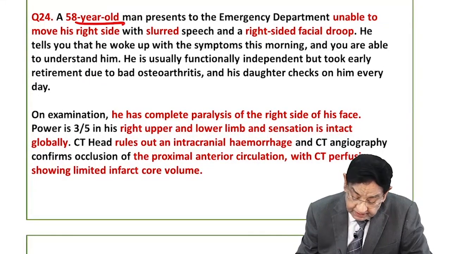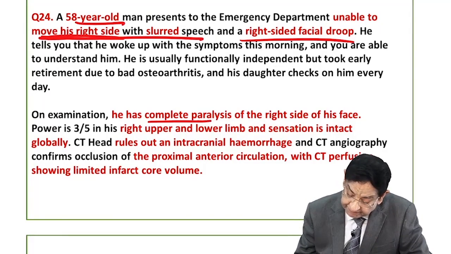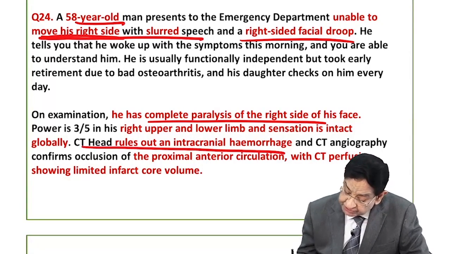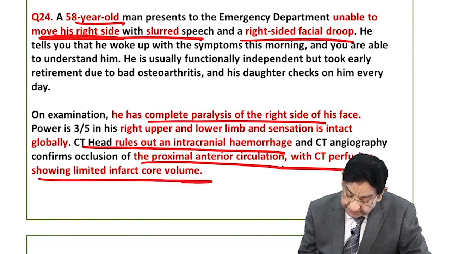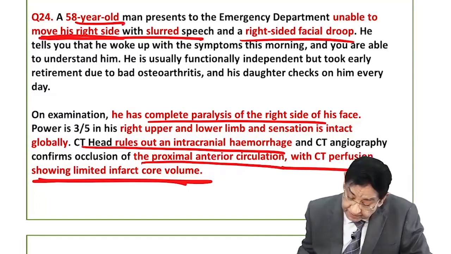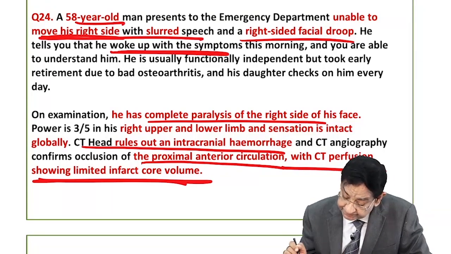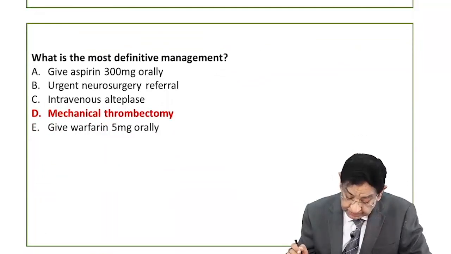A 58-year-old is unable to move his right side, with slurred speech, right-sided facial drop, and complete paralysis of the right side. CT scan rules out hemorrhage, and CT angiography confirms a proximal anterior circulation occlusion, with CT perfusion showing limited infarct core volume. This we noticed when he woke up in the morning, right?